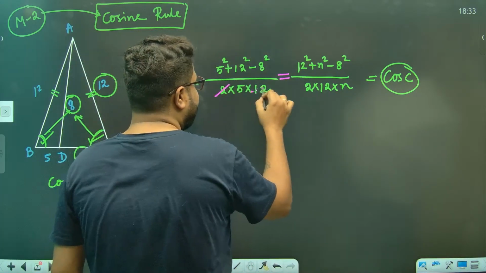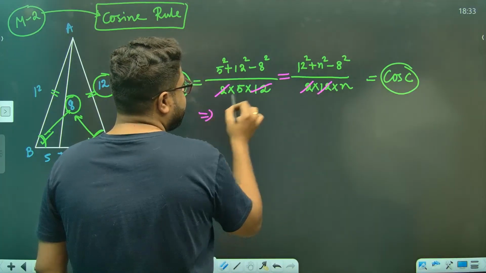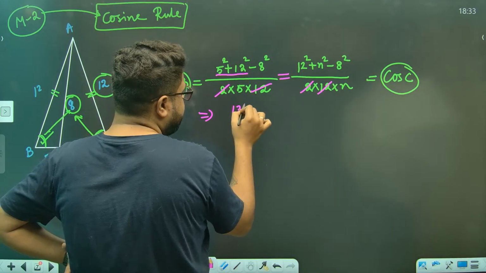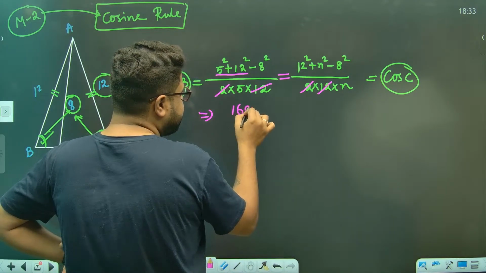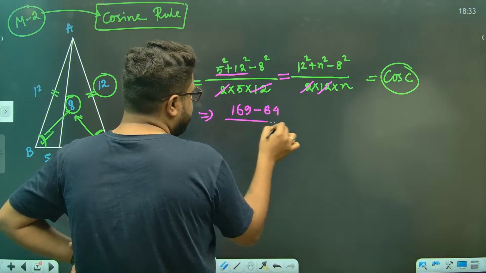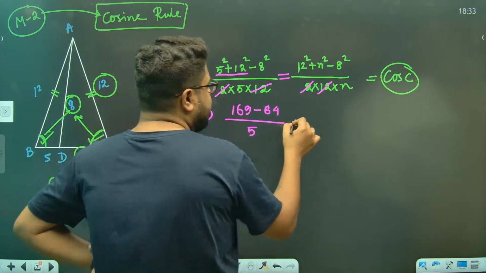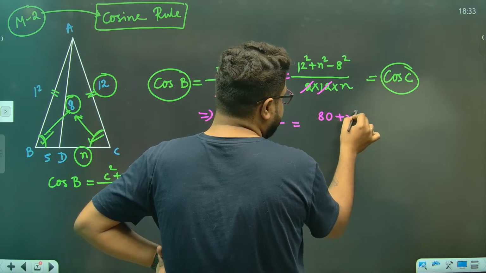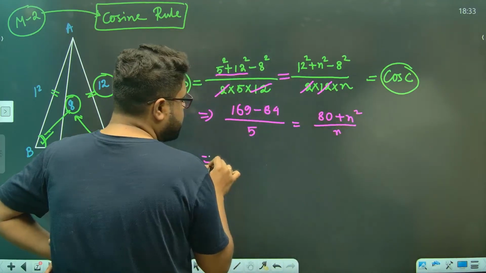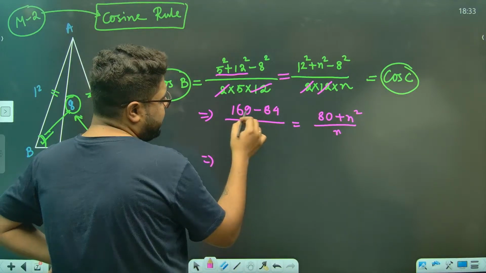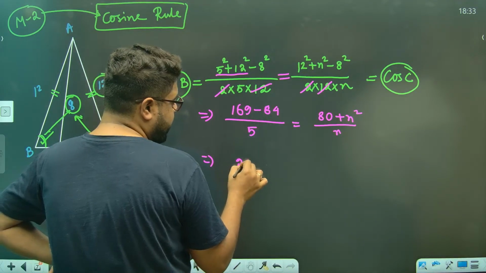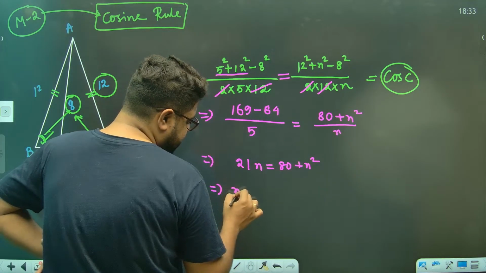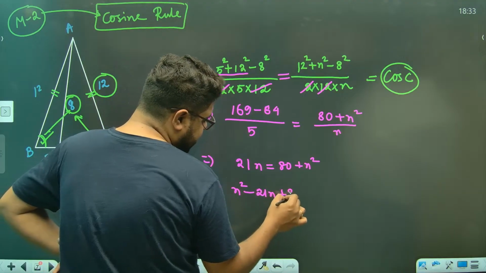Do the calculation, sir. 2 and 12. Again, I can simply say 5 square plus 12 square is 13 square. Do the calculations. 169 minus 64 by 5. Correct? This is equal to 144 minus 64, that is 80, plus n square by n. From there, this is 105, right? 105 means 21n is equal to 80 plus n square. From there, n square minus 21n plus 80 is 0.